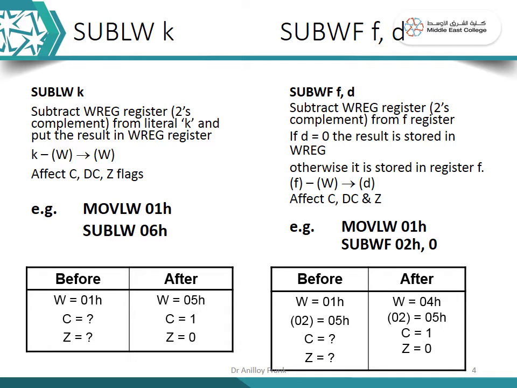The SUBWF instruction subtracts the value of the W register from the file register. MOVLW 1 puts the value 1 in the W register. SUBWF 2, 0 will subtract the W register from the value of file register 2, and the result is stored in the W register.